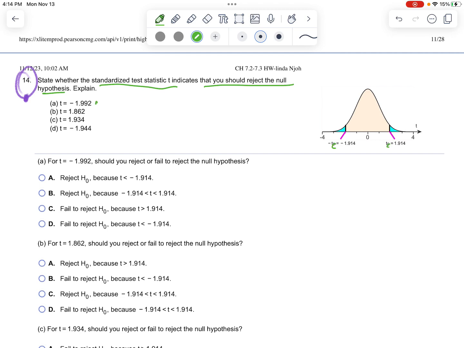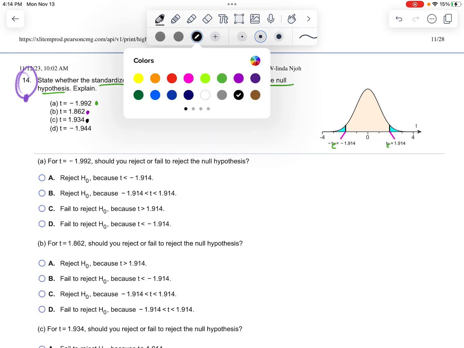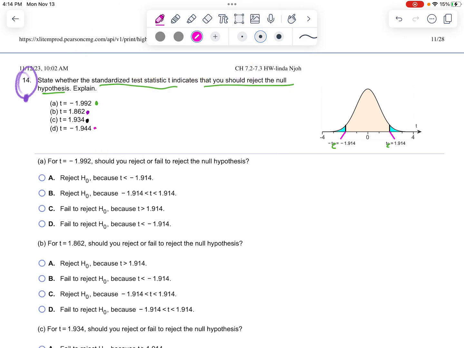I hope everybody sees that. So I'm going to do this in green. This guy's going to be in purple. This one is going to be in black. And this one is going to be in hot pink. Okay, let's start with the green. Negative 1.992. Where is it? It's going to be somewhere here. Okay, so if it falls in the rejection region, then you reject the null because the t-stat is less than. Does that make sense? So reject because the t-stat is less than negative 1.914.